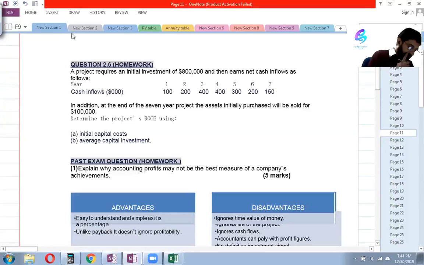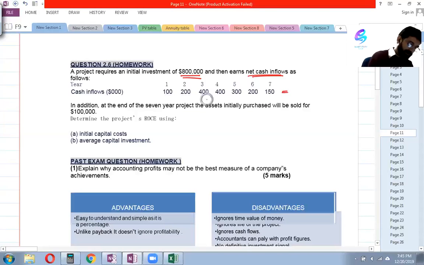So it says, a project requires an initial investment of 800,000. So here is the initial investment. And then again, you're given the cash flows. But in the previous question, you were given cash flows per annum. But for this one, the cash flows are different every year, right? So of course you cannot just multiply it with something. You have to add all of them.